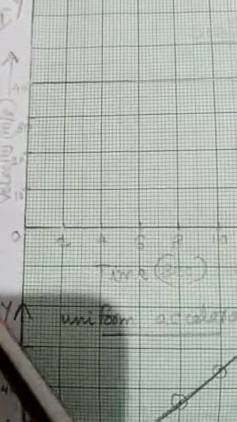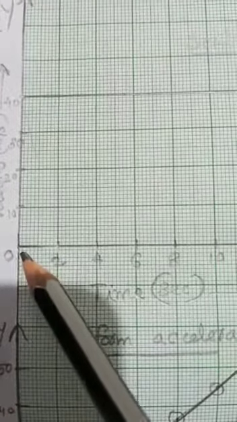Here you can see in the first interval from 0 to 2, how many divisions are there between 0 and 2? Count that. First small division 1, 2, 3, 4, 5, 6, 7, 8, 9 and the 10th.